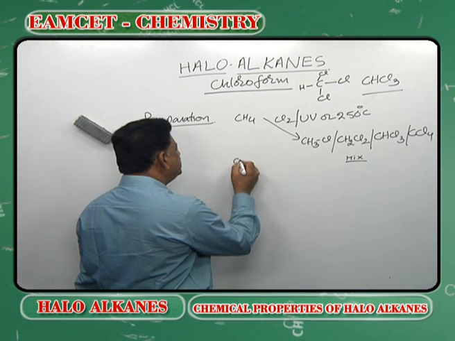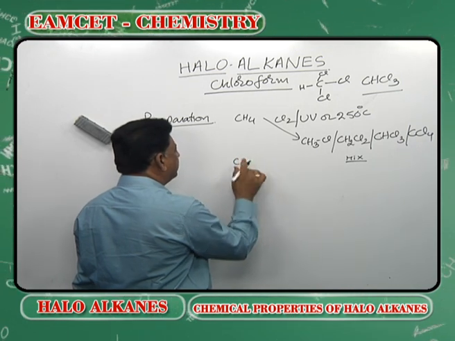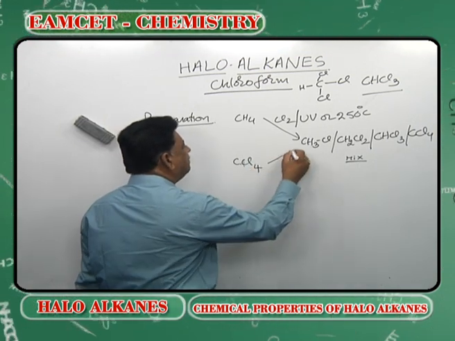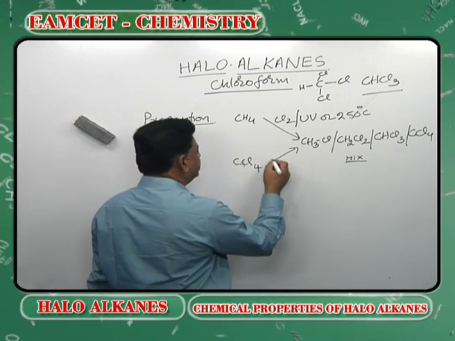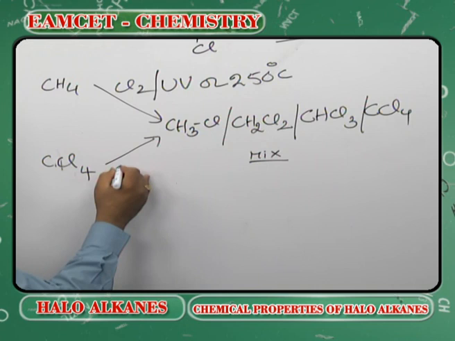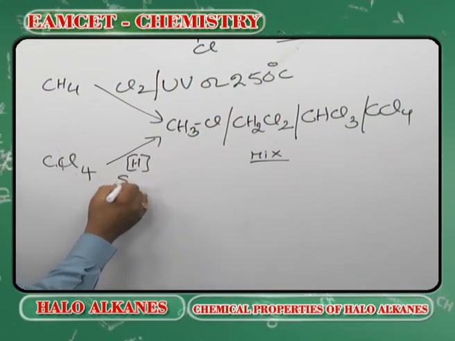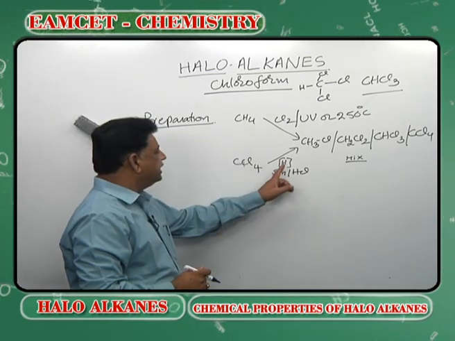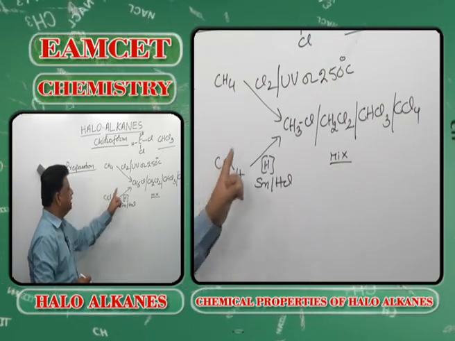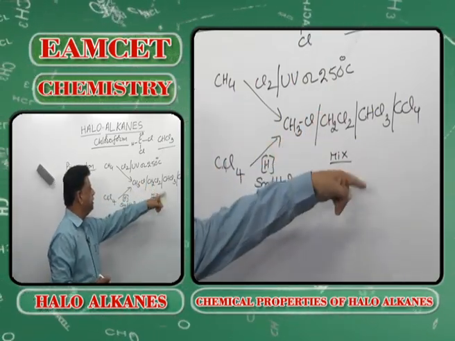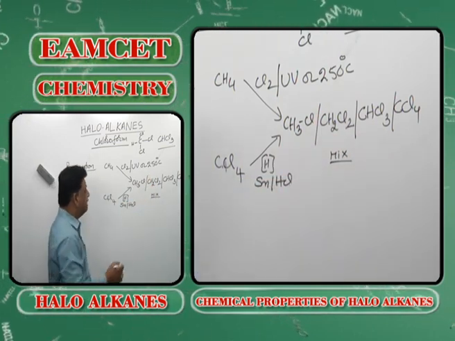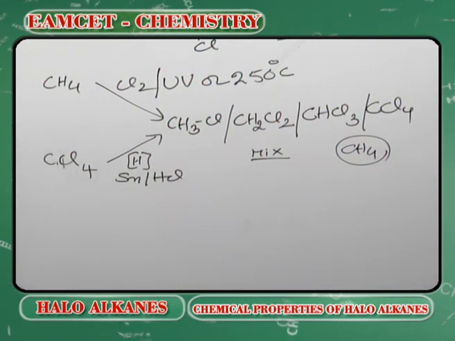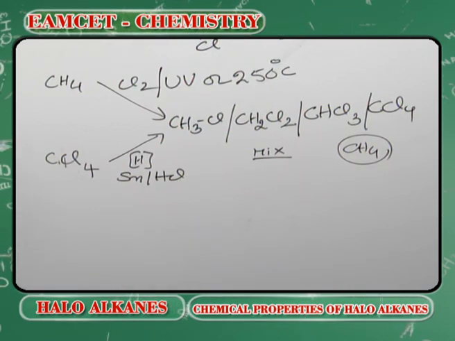Similarly, you can also take CCl4, that is carbon tetrachloride, and prepare this mixture by reduction of these compounds. CCl4 can be reduced with nascent hydrogen obtained from tin and HCl or some other metals and alcohols and so on. You can generate nascent hydrogen which replaces the chlorines, and you will get trichloromethane, dichloromethane, monochloromethane, and even a small quantity of methane can be formed when you are reducing. But all these compounds can be separated, so this is not at all a problem.